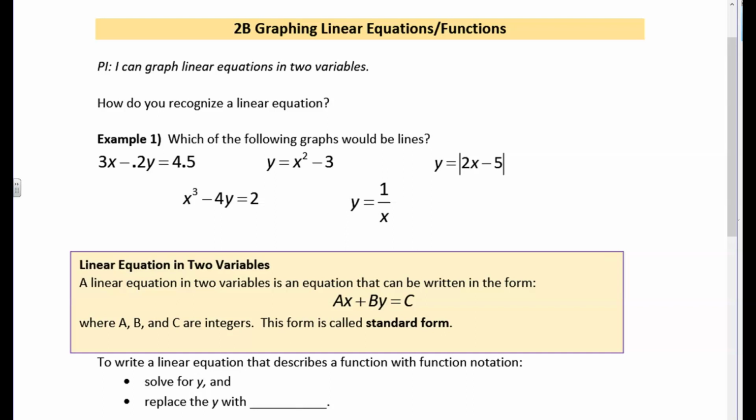Hello and welcome to Lesson 2B, Graphing Linear Equations and Functions. Guys, 80% of this lesson, maybe more, is all Algebra 1, so it should be a no-brainer for you guys.